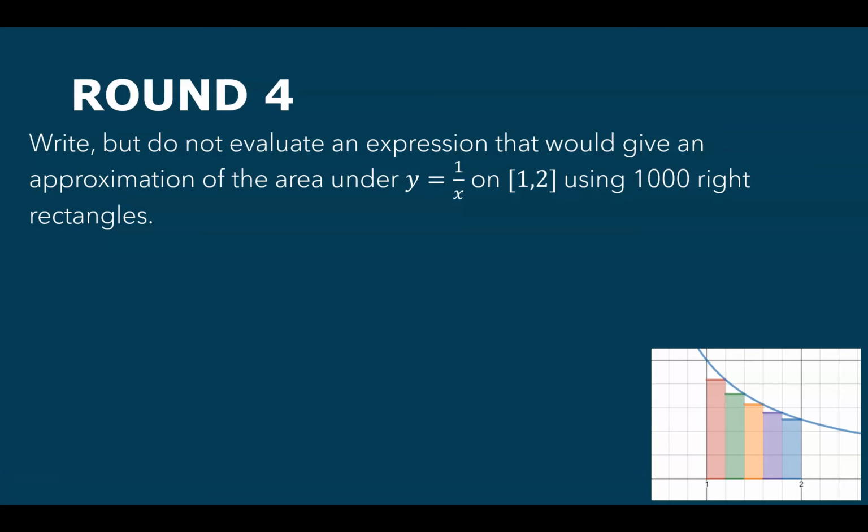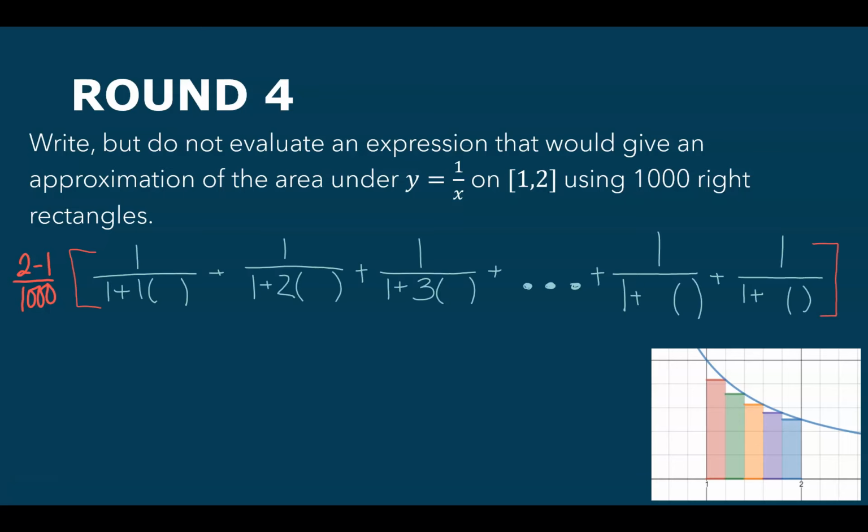If this is making sense, and I think it is, doing 1,000 right rectangles is trivial. Give me 1,000,000. Don't give me a number like 578 because I don't really want to write 578. We're going to start off pretty easily. The width of each rectangle is 2 minus 1 over 1,000. And then what are we going to multiply by? Well, we know it's going to be 1 over, still left-hand endpoint 1, plus 1 width, plus 2 widths, plus 3 widths, plus whatever widths. What are each of those widths? 1,000.